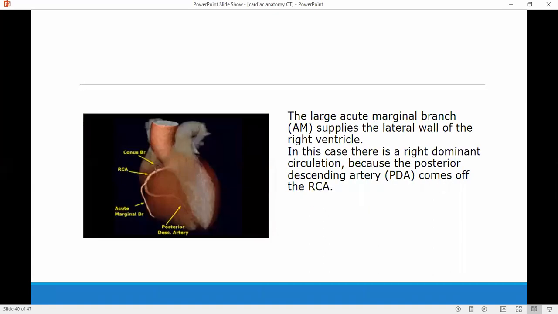The large acute marginal branch supplies the lateral wall of the right ventricle. In this case, there is a right dominant circulation because the posterior descending artery comes from RCA.